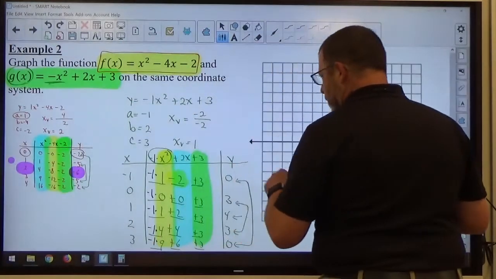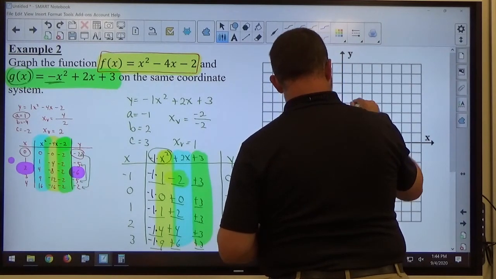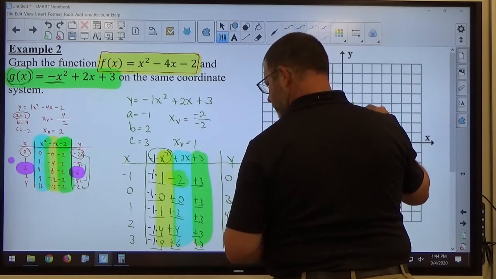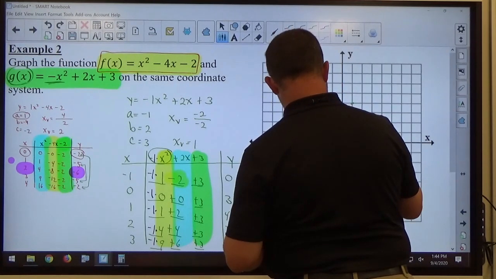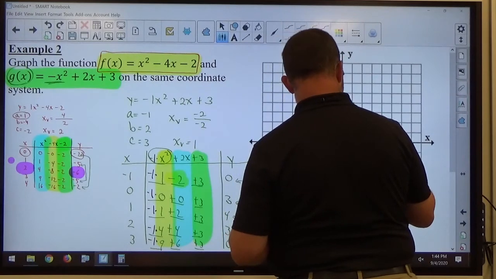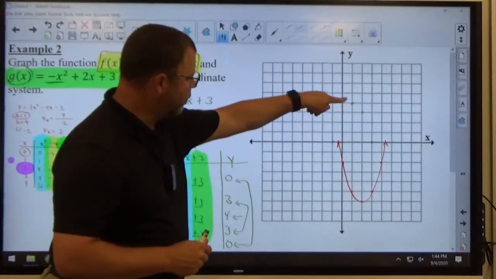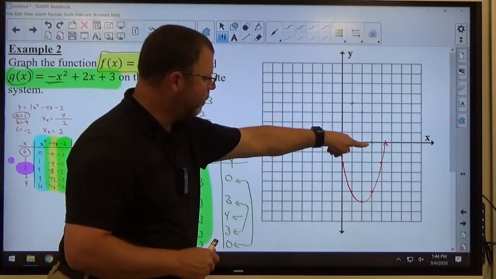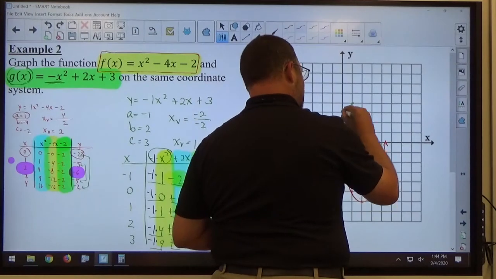So if I plot my 5 points, I got negative 1 comma 0, which is here, and 0 comma 3, which is right there, 1 comma 4, 2 comma 3, and 3 comma 0. Negative 1 comma 0 will be here. 3 comma 0. All right. So negative 1, 0, 0, 3, 1, 4, 2, 3, and 3, 0. Once again, notice the parabola shape, this time an upside down parabola.